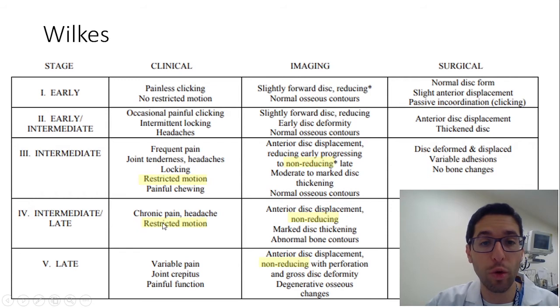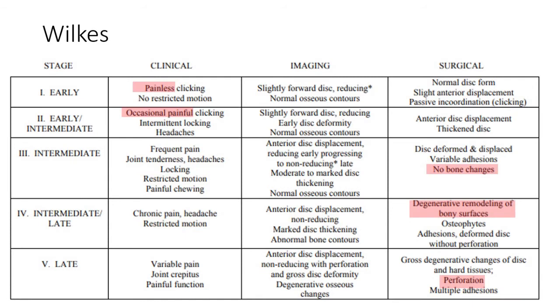By the time you get to stage 4, that's the first time where you first see degenerative remodeling of the bony surface and osteophytes. So over here, once you get to stage 4 of internal derangement, it is accompanied with arthritic changes of the joint. And finally, stage 5 also has bony changes, but what separates stage 5 from stage 4 is the articular disc itself has a perforation through it.